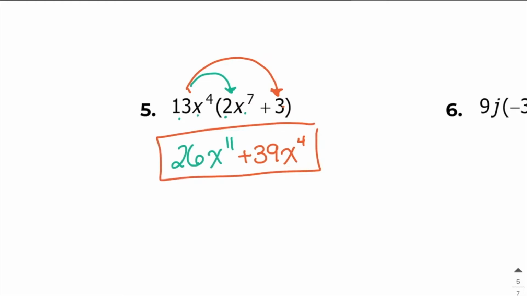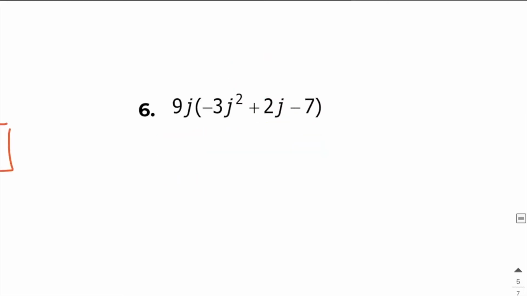Okay, and number 6, this time I have to distribute that 9j through 3 times, okay? And how do I know it's 3 times? Because there are 3 different terms here. So I'm going to take the 9j and multiply it by negative 3j squared. Now remember, this is j to the power of 1. So 9 times negative 3 is negative 27, and then j to the power of 1 times j to the power of 2 is j to the power of 3 because we add our exponents.